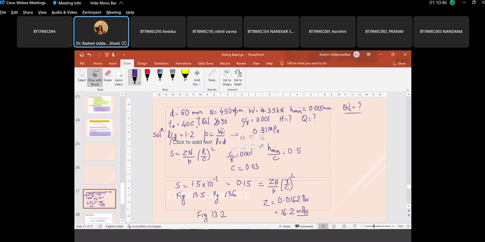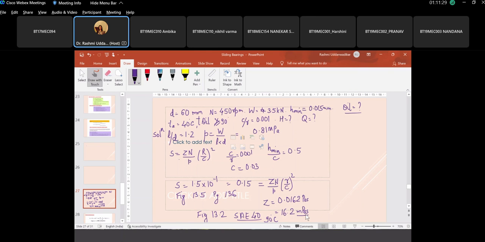Figure 13.2. SAE 40, right? So here on the y-axis, the absolute viscosity is given in millipascal second. And you are getting SAE 40, which can withstand a maximum of 90 degrees with absolute viscosity 16.2 mPa·s.